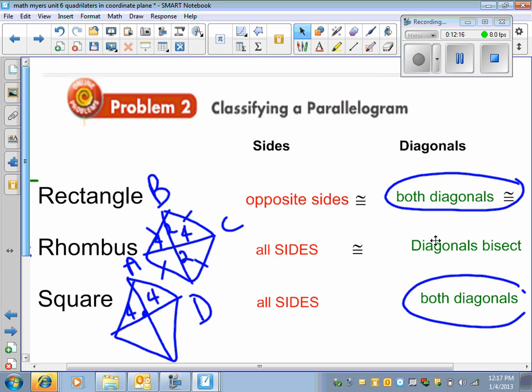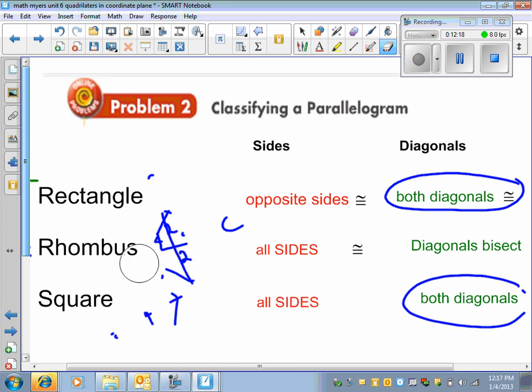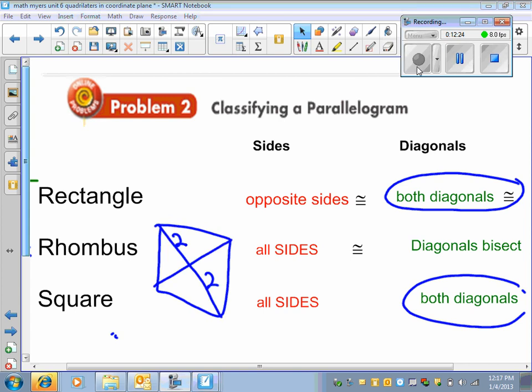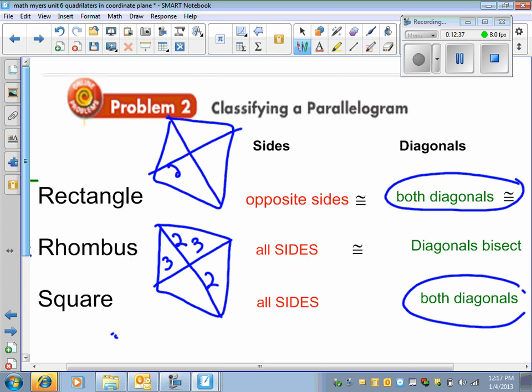So they bisect each other, which means the 4 is definitely congruent to the 4. And at the same time, if I were to erase this, I could write 2 and 2. So I get it now. Diagonals bisecting mean the sections are congruent, and the diagonals congruent mean they all have the same number. So I got that, okay?